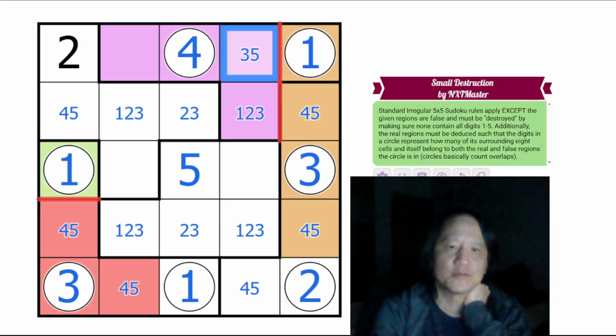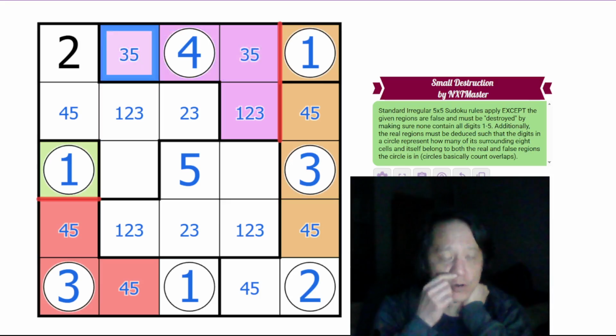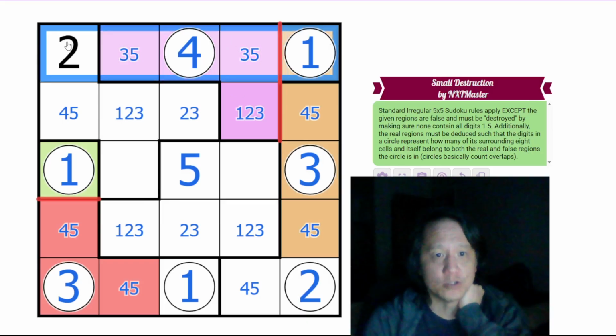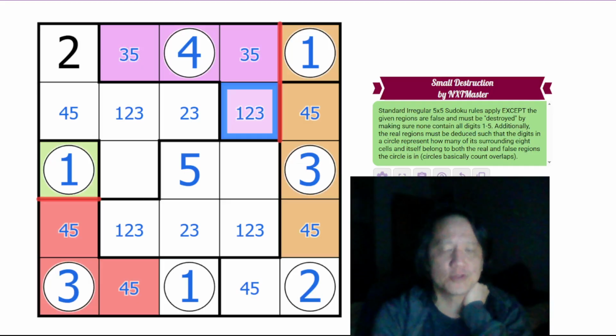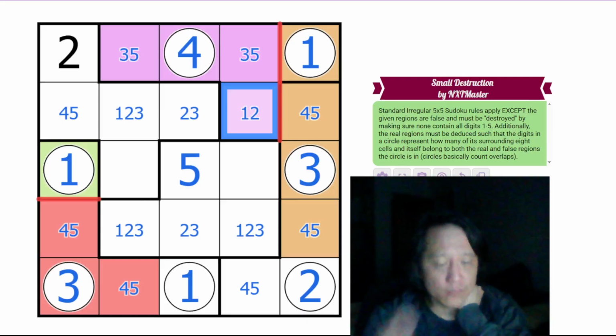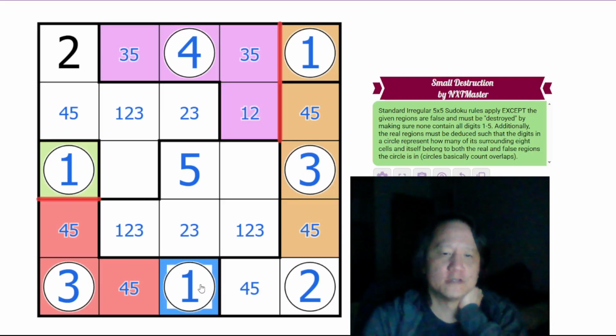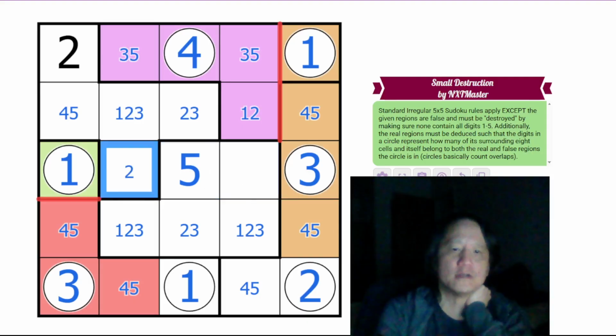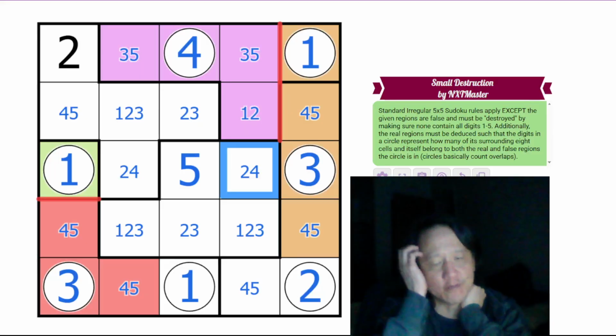This has to be a 3-5 pair in row 1, which is because of the 1, 2, 4. This can't be 3, though, because it's part of the pink region. This is 1 here. We have a 2-4 pair in row 3, which eliminates because of the 1, 5, and 3.